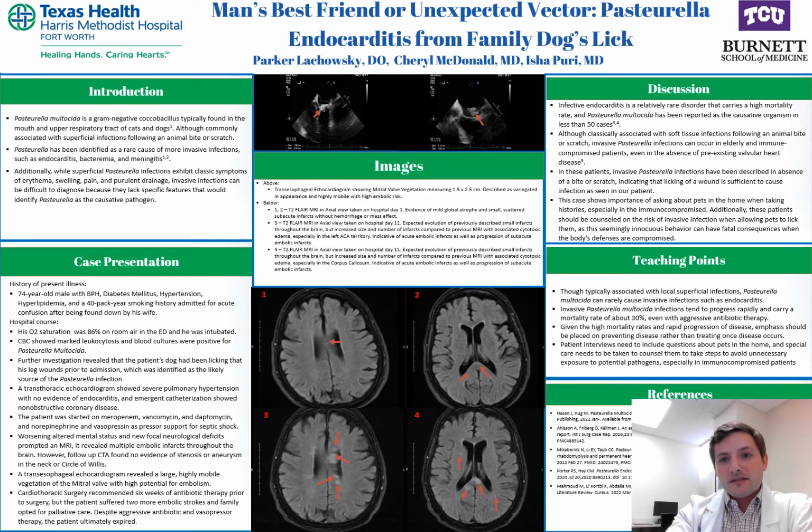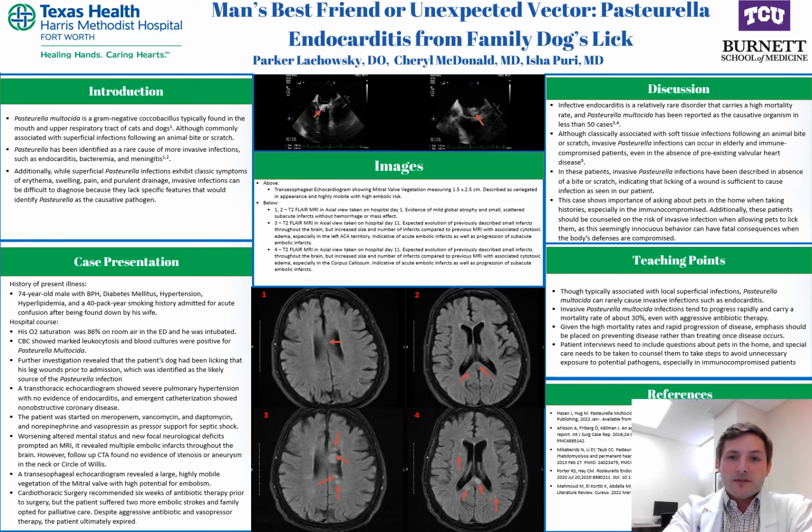In these patients, invasive Pasteurella infections have been described in the absence of a bite or scratch, indicating that licking of a wound is sufficient to cause infection, as seen in our patient. This case shows the importance of asking about pets in the home when taking histories, especially in the immune-compromised. Additionally, these patients should be counseled on the risk of invasive infection when allowing pets to lick them, as this is seemingly an innocuous behavior, but it can have fatal consequences when the body's defenses are compromised.